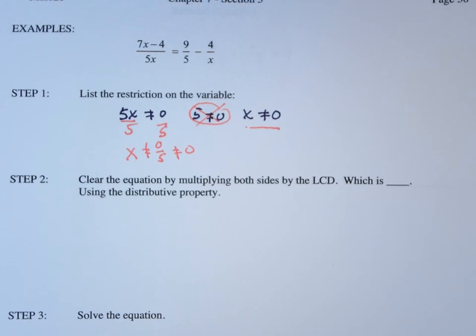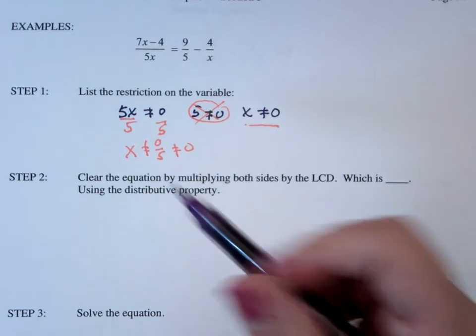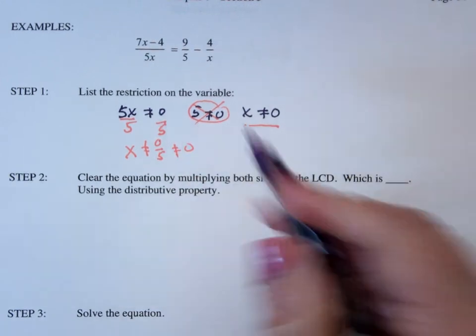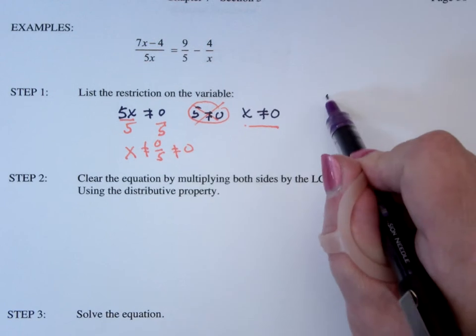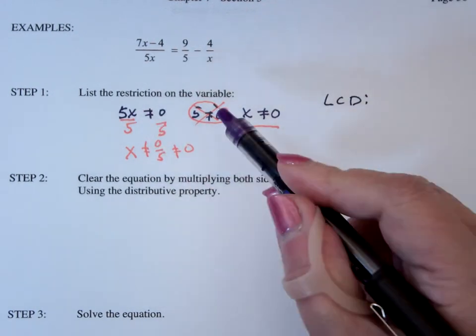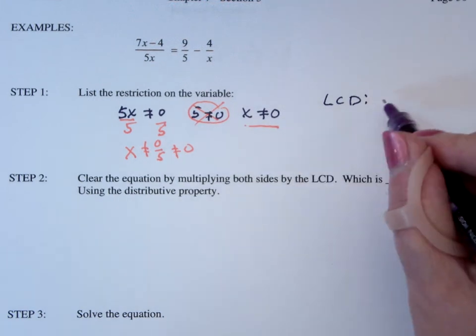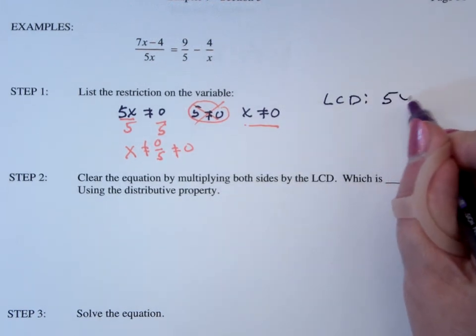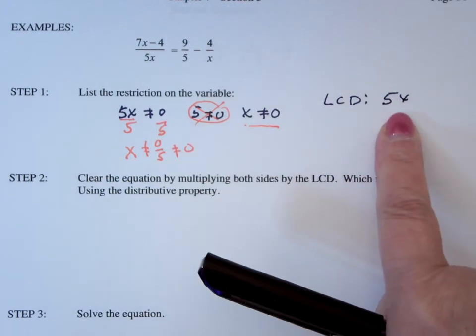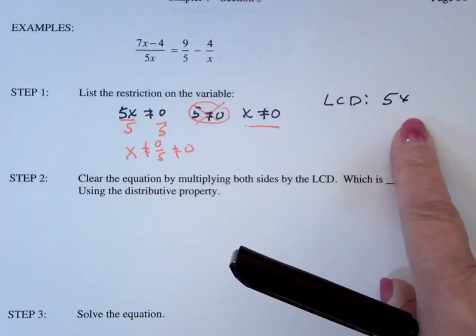Now, as you work more problems and become more comfortable, that step becomes much more natural. Next, clear the equation by multiplying both sides by the LCD. Remember, if I want to find the LCD, here are my three denominators, 5x, 5, and x. So 5x has to divide it, 5 has to also divide it, which it does, and x has to divide it, so it's 5x.